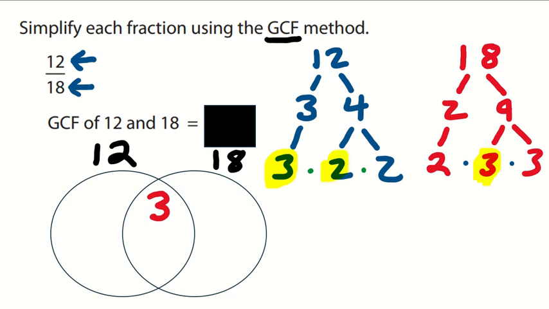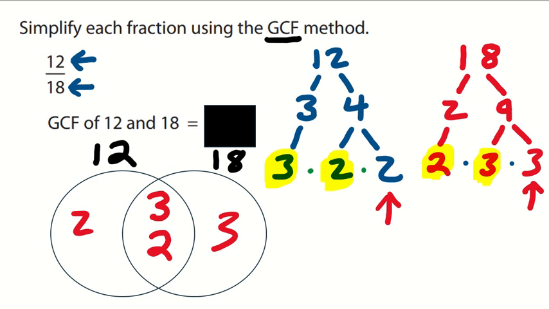Over here I have a 2, and over there I have a 2. So I can put a 2 in the center. And then we have a 2 left over here, so we'll put that under the 12. And we have a 3 left over there, so we put a 3 over there.